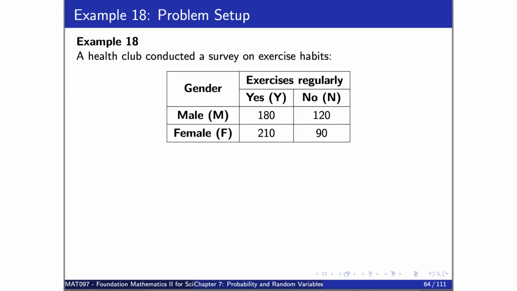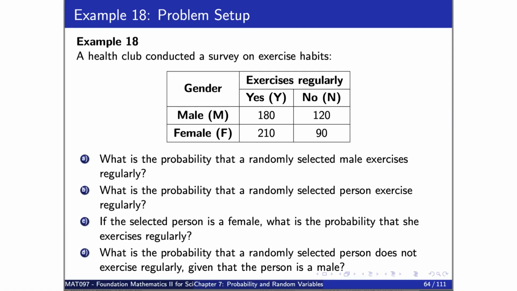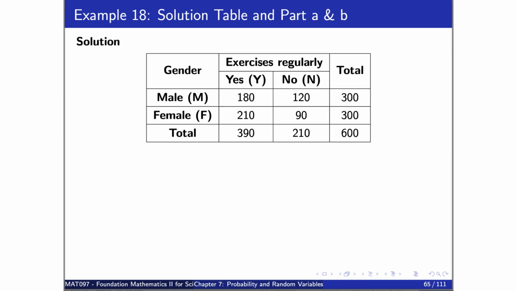For example 18, a health club conducted a survey on exercise habits, resulting in the given table showing the number of males and females who regularly exercise or not. We will calculate 4 different probabilities based on the survey data, including joint and conditional probabilities. First, we complete the contingency table by calculating the totals for each row and column. The total number of people surveyed is 600.